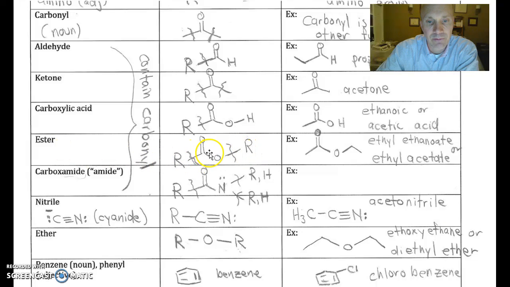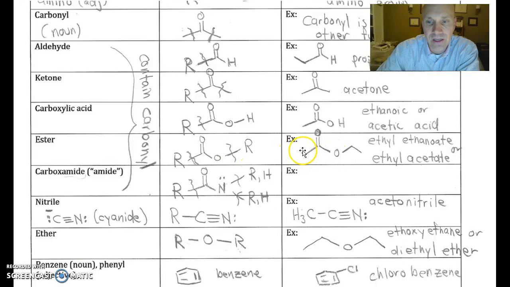Esters are fairly important. One important difference between carboxylic acids and esters is carboxylic acids are going to tend to be soluble in basic solutions, whereas esters are not going to tend to be soluble in basic solutions.